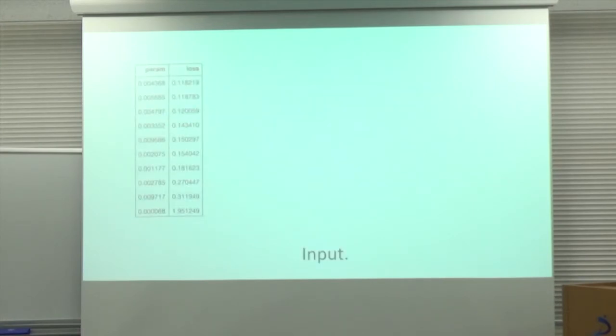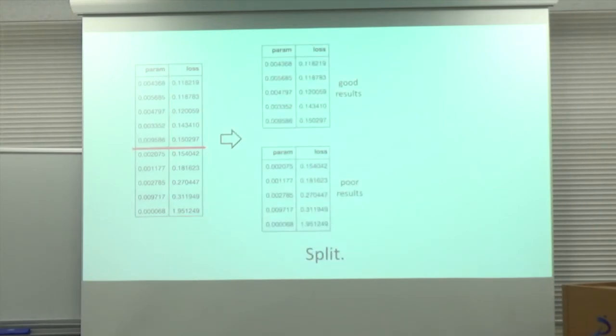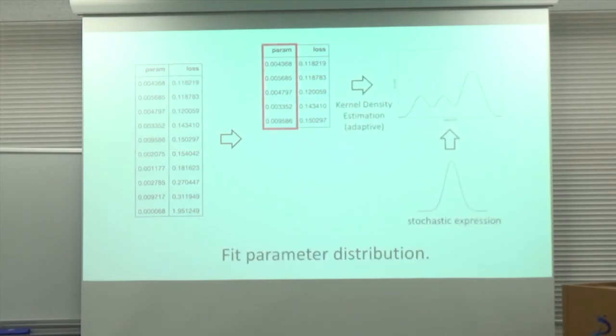So let's see the procedure. Let's consider that this is the input, the record of historical search results, parameter and loss. And here the record is sorted by the loss. The first step is to split this record into two parts, good results and bad results. And the next step, for each group, fit the distribution of the parameter. Here, I mentioned fitting the distribution. It's just kernel density estimation, which is adaptable, but you know, just apply kernel density.